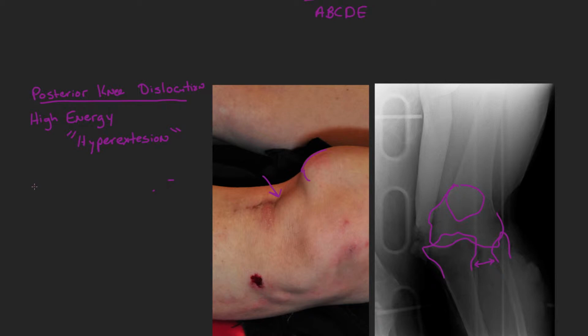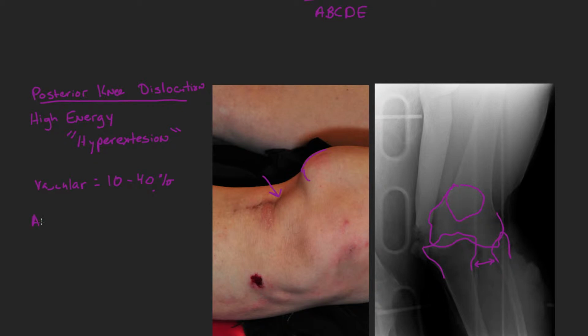Now, what's the problem with a knee dislocation? The problem is associated vascular injury. And with that, the risk of amputation. So the risk of vascular injury in these types of patients is roughly 10 to 40%, which is pretty high.